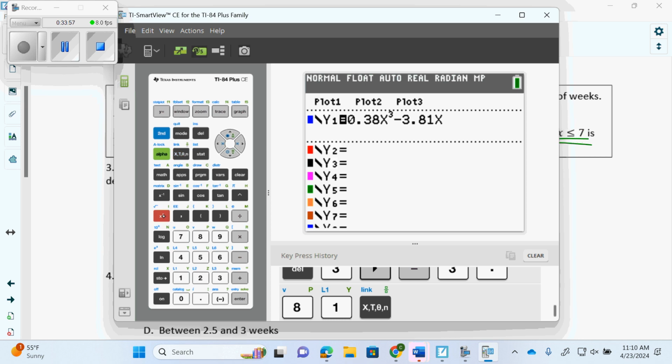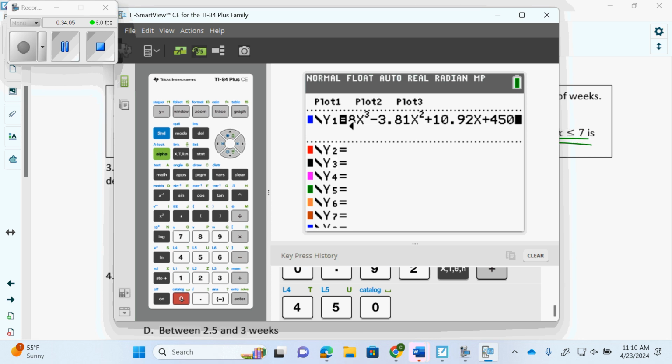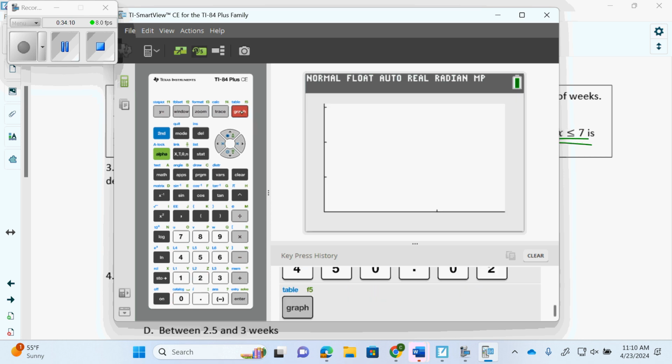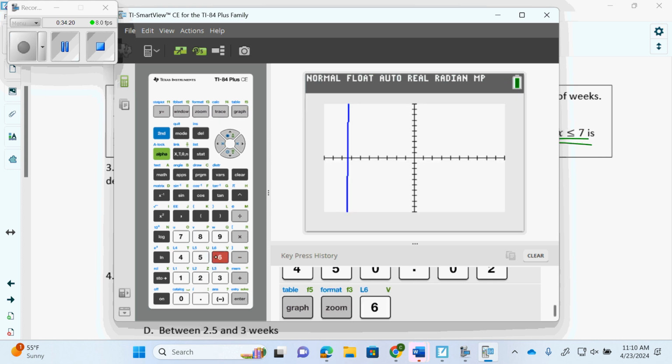All right, squared. Plus 10.92x plus 450.02. Graph. Okay. Wow, what an amazing graph. This window is awesome. Could it be better? No. This is amazing. So then people are like, Zoom 6, which I told you to. Ooh, this is great. I love this graph.